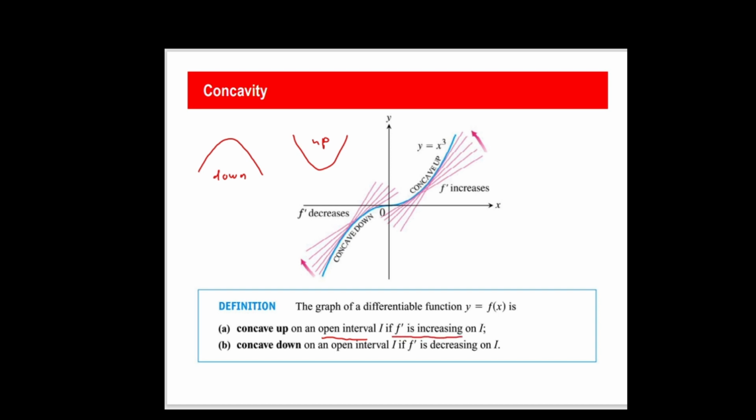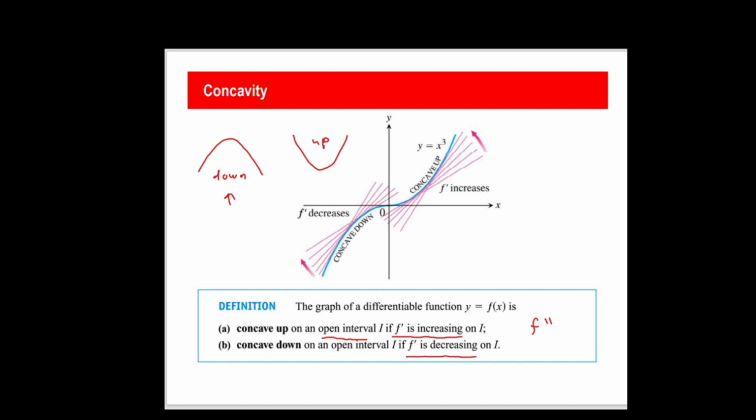You need to know the difference between f prime is increasing and what we had in the first derivative test, where f prime is positive, so f is increasing. Now we have f prime is increasing. Later on we will see what happens to our second derivative. The second part of our definition: we have concave down, that is this one, on an open interval I if f prime is decreasing on I.